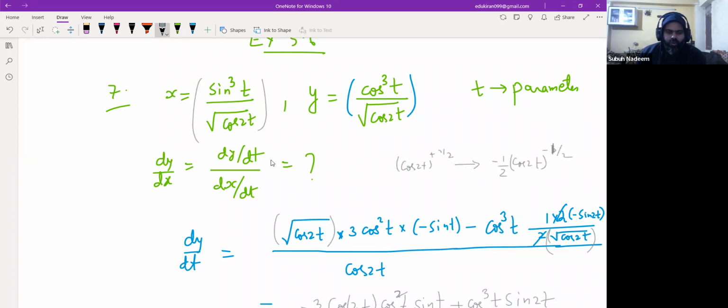You are differentiating cos 2t under root, because when you apply the quotient rule, this will be v and this will be u. What you have to do is v du by dt minus u dv by dt, over v square. So why will you differentiate 1 by root over cos 2t? You will differentiate root over cos 2t. Getting it? Yes.